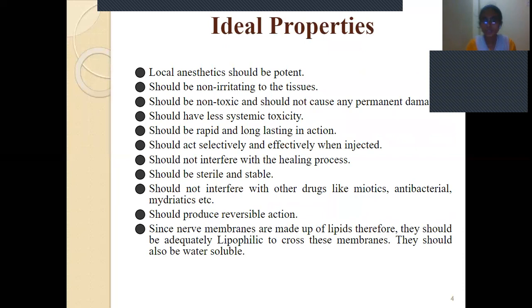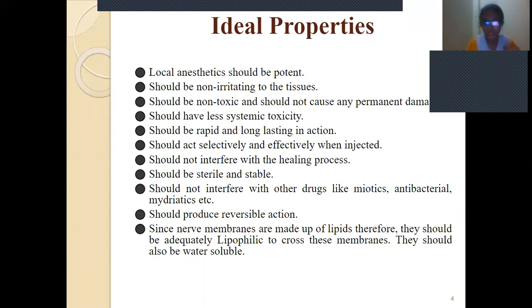There are several ideal properties for a local anesthetic. It should be potent and non-irritant to the tissues, meaning at the site where we give the injection it should not cause any damage to the tissue. It should be non-toxic in nature, should not cause any permanent damage at the particular site, and should have less systemic toxicity. It should be rapid and long lasting in action, act selectively and effectively when injected, and be sterile and stable when stored.